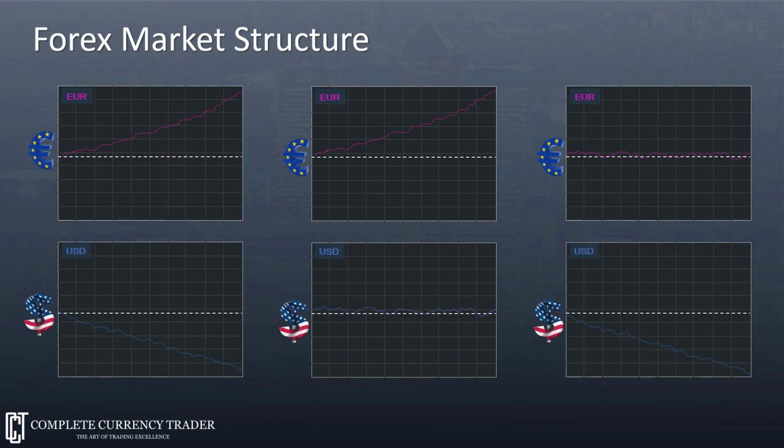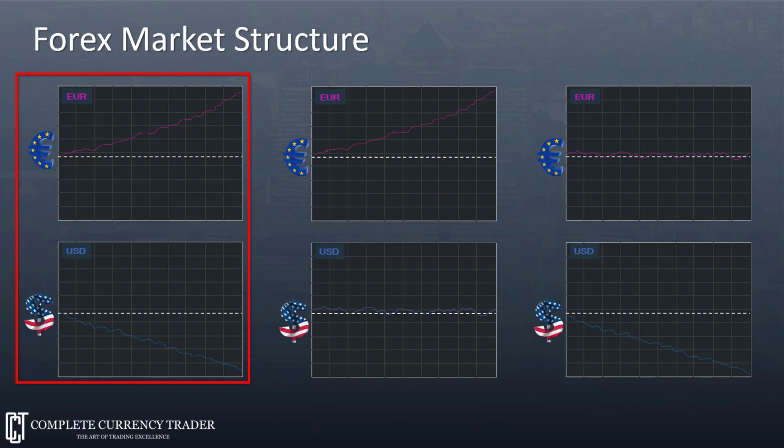And by the way, of the three different situations there, which do you think would give you the strongest trend? It's the first one, isn't it? Having two currencies moving in opposite directions will give you a bigger move than if only one of the currencies is moving and the other one is flat. All three of these would give you a trend, but the first one is definitely better than the other two.